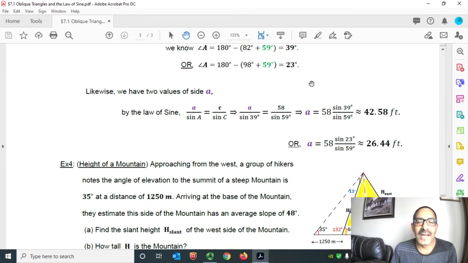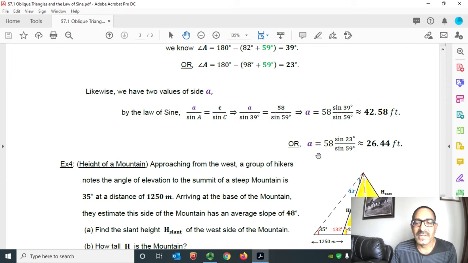Likewise, now to find the value of the side A, let's use the law of sines again. These two ratios are equal. So side A over sine A equals side C over sine C. Then to find the value of A, we know C is given, and we know angle A and angle C. Cross multiply, so A equals 58 times sine 39 degrees over sine 59 degrees. Using calculator, it turns out that side A equals 42.58 feet. That's the one possibility.